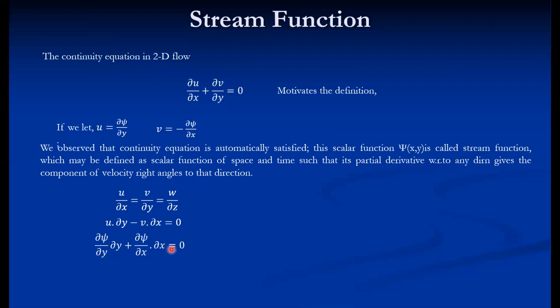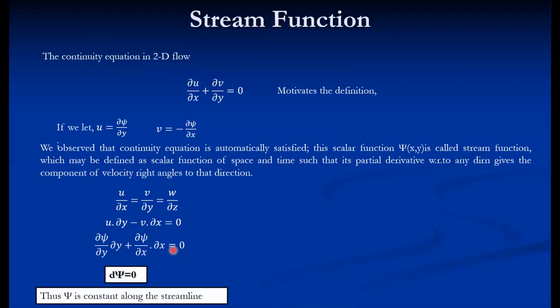And according to the chain rule, this particular term is called dψ. So dψ is equal to 0. If we integrate it, ψ is equal to constant. Thus, ψ is constant along a streamline. That means this function remains constant along a streamline. That's why it is called a stream function, because it is a function of the streamline.